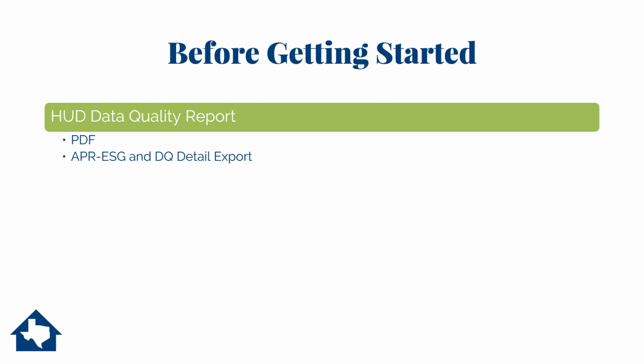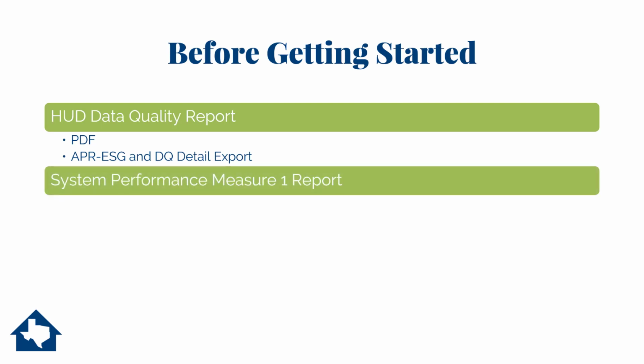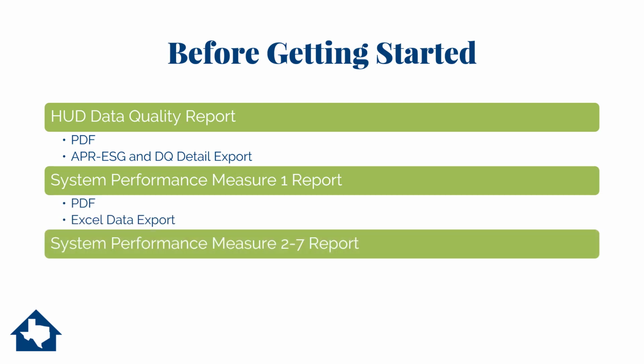You will also need to run the 2018 System Performance Measure 1 report and the 2018 System Performance Measures 2 through 7 report. Save each of these reports as PDFs and then export them to Excel data as well. While you will mostly be working out of the Excel data files, having the PDF files on record is good for establishing at a glance where your data is currently at.